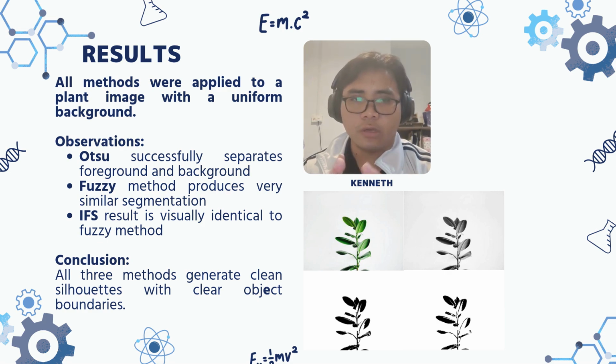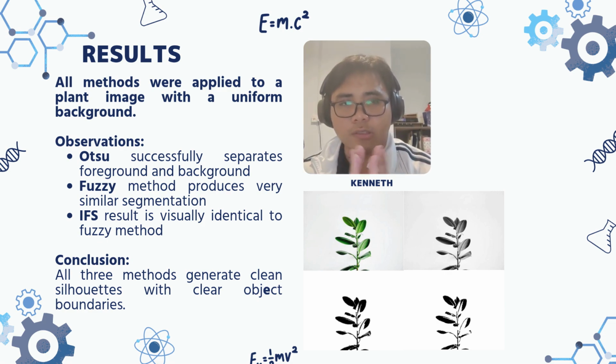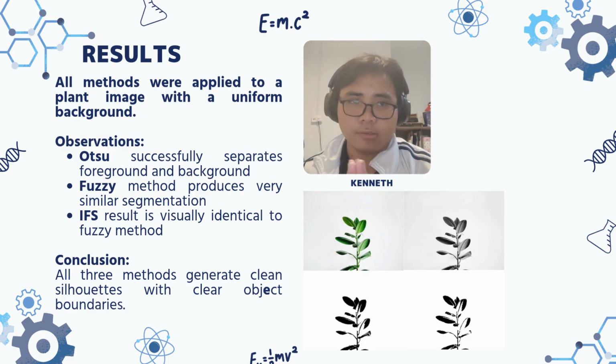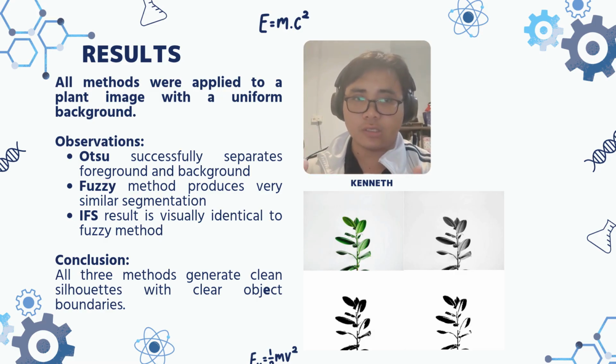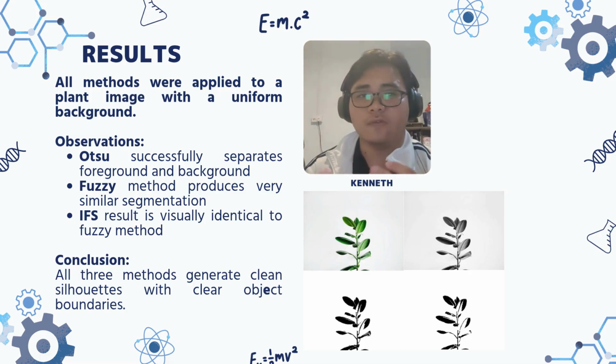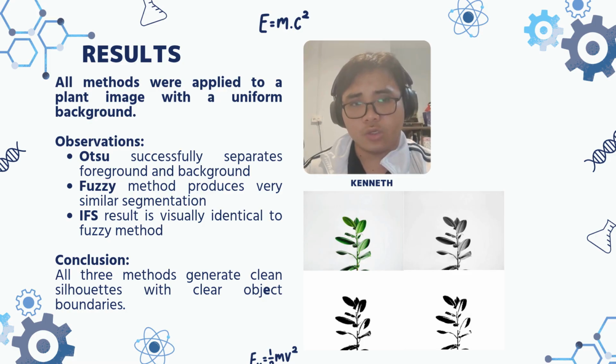So to conclude, all three approaches generate a clean silhouette with clear, well-defined object boundaries, and given the strong contrast between the plant and its background, this is a relatively easy segmentation case. The relative advantage of the fuzzy and intuitionistic fuzzy methods will show up more clearly on images with less contrast and more ambiguous boundaries. That's all.